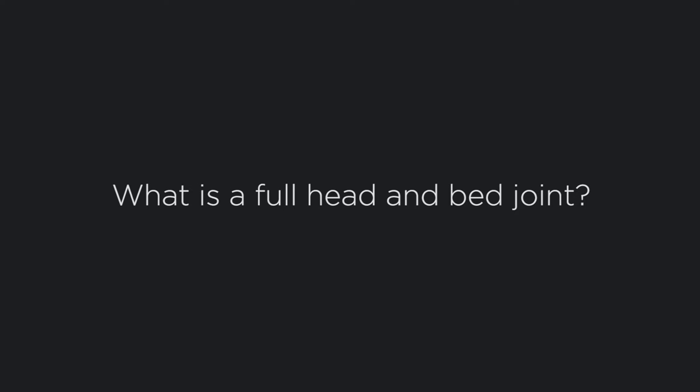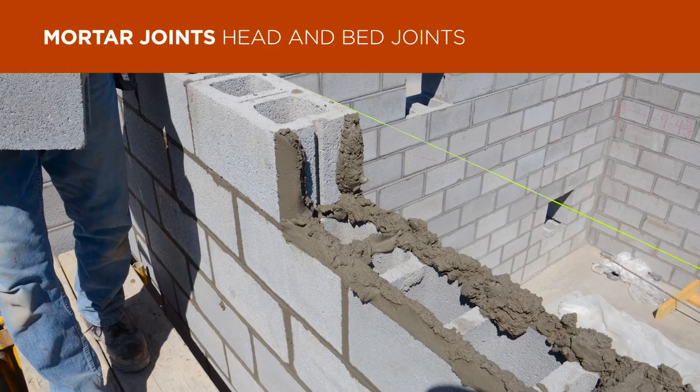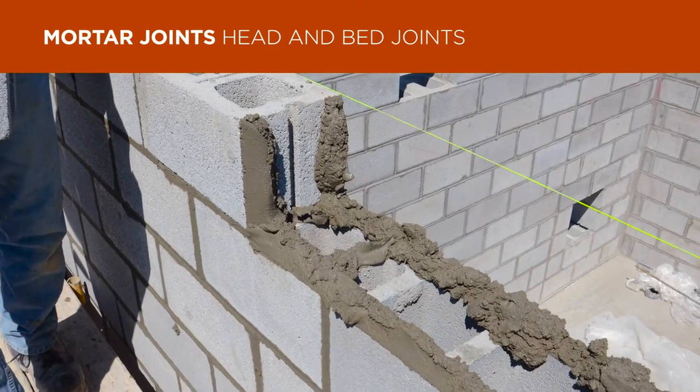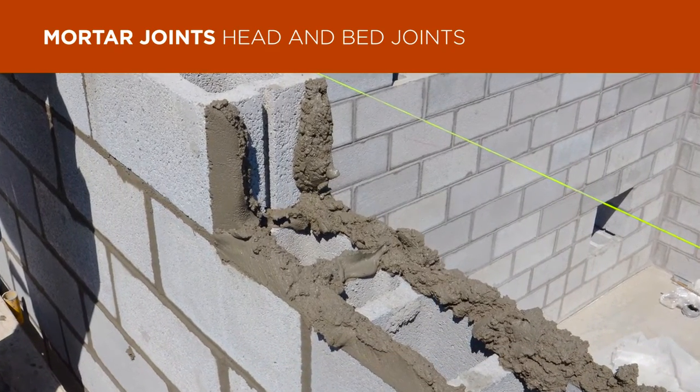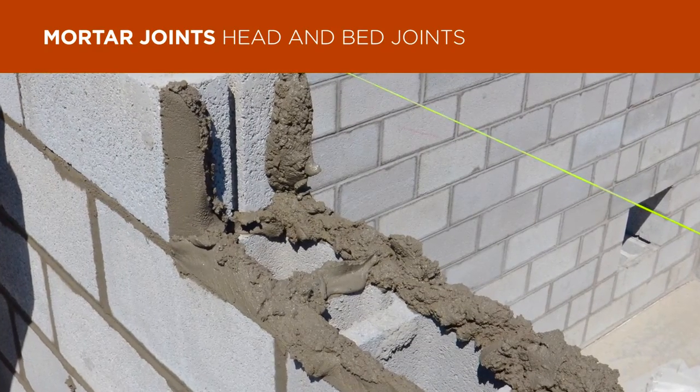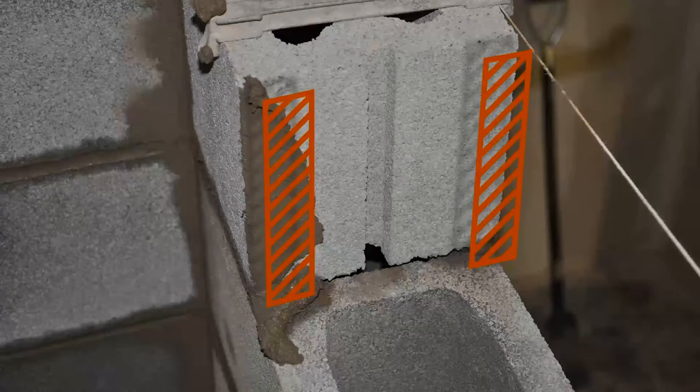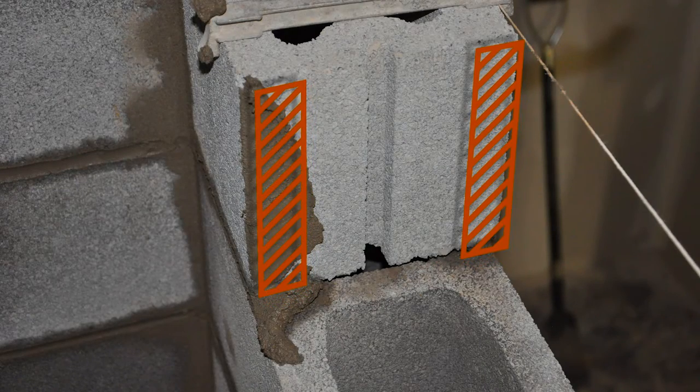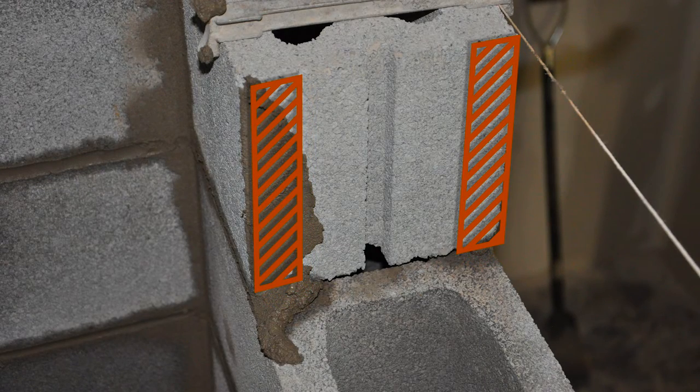What is a full head and bed joint? That depends. On hollow units, a full bed joint covers the depth of each face shell to the height of the bed joint, typically 3/8 of an inch, the full length of the unit. A full head joint on a hollow unit covers the depth of each face shell to the width of the head joint, typically 3/8 of an inch wide, the full height of the unit.